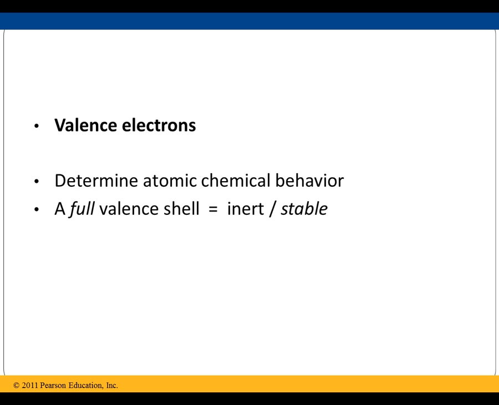Let me repeat that. If the outermost valence shell is full, so let's say it holds 8 electrons and there's 8 electrons there, that atom is considered to be stable, or that valence shell is stable, not so reactive. Flip side, if it's not full, it's more reactive. And the more empty it is, the more reactive it is.